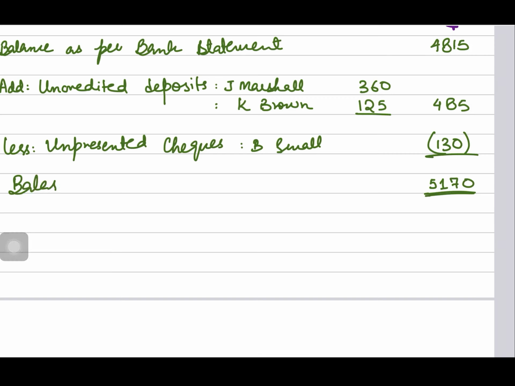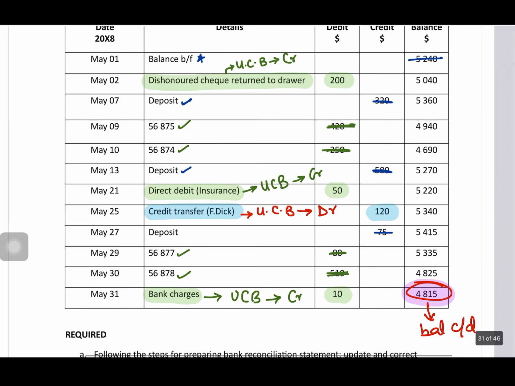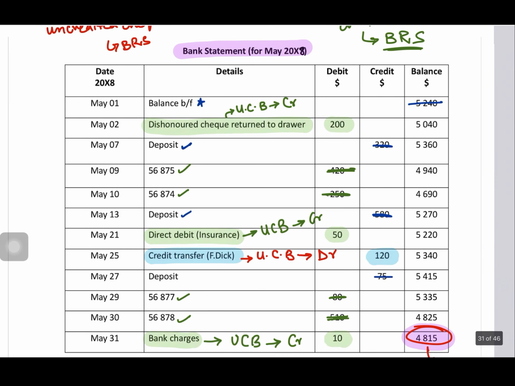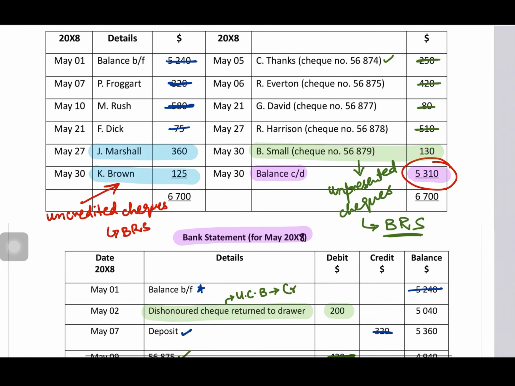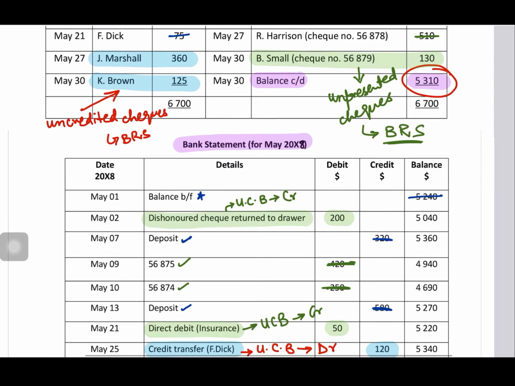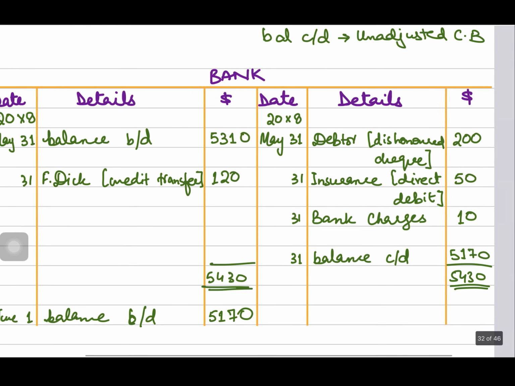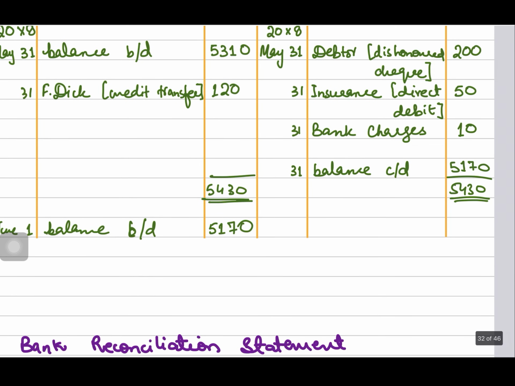So this is how it should be, balance as per updated cash book, right? So if you remember the steps, again if you remember the nature of the account, the double entries, how do we tally, and what we find in the bank statement, what we find in the cash book, and what are the ones that are not there in either, how are they adjusted. Preparing an updated cash book and a bank reconciliation statement is very easy. I hope it was clear.